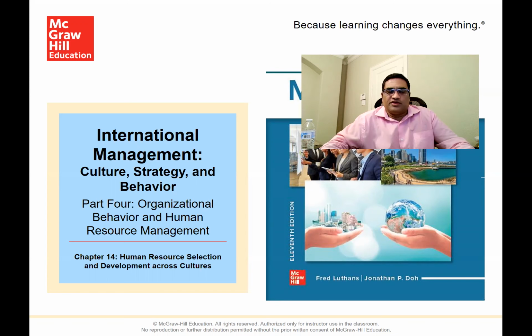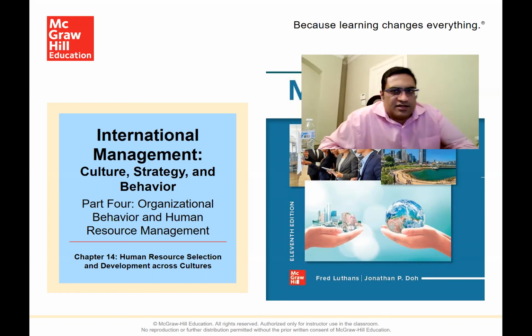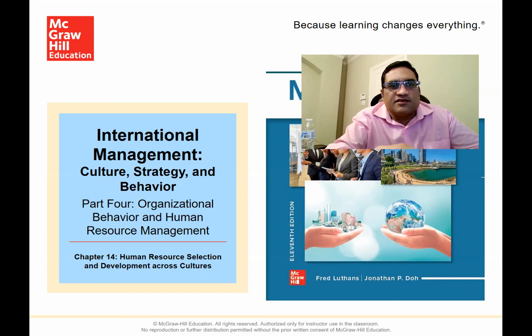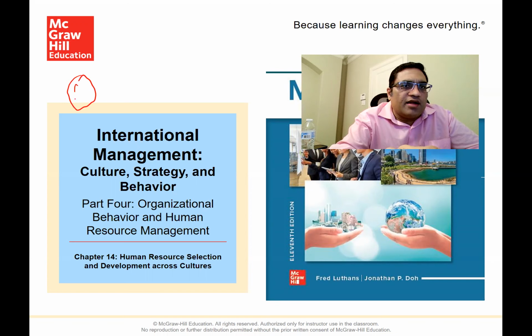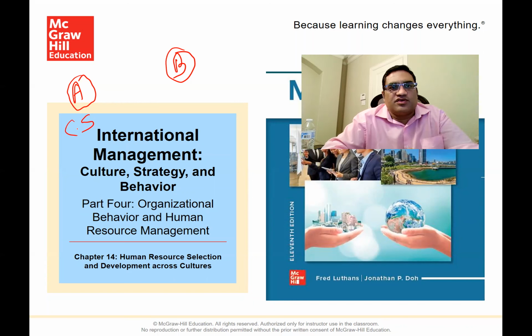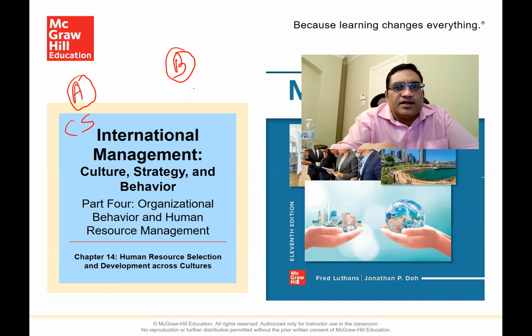So let's do a quick recap. I mentioned this in the first class: what is strategy? You are at point A, and then you go to point B. Point A is the current situation where you are. CS is the current situation. DS is the desired situation.